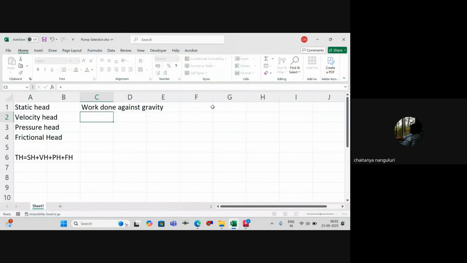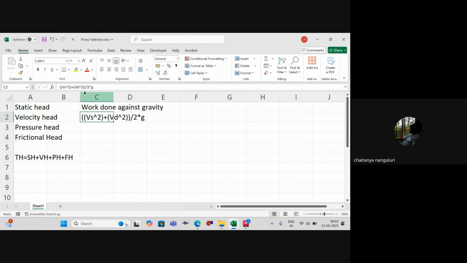The formula is Vs square plus Vd square, the whole divided by 2g, where g is the gravitational acceleration. You might have learned the formula in your earlier studies, the same derivation, nothing else. So (Vs square plus Vd square) by 2g will basically provide you something called your velocity head.